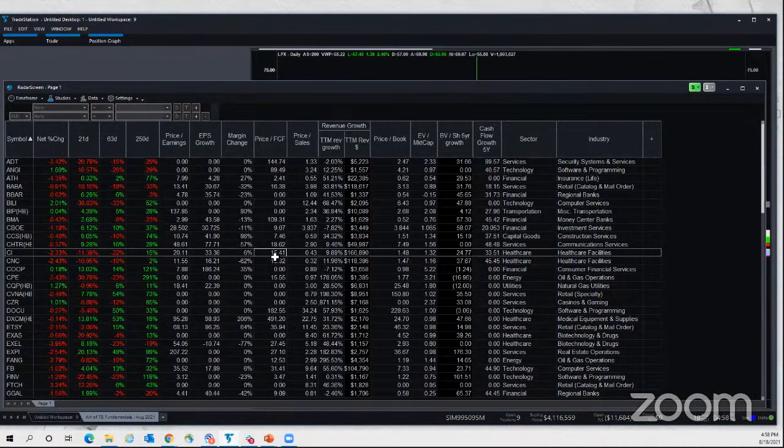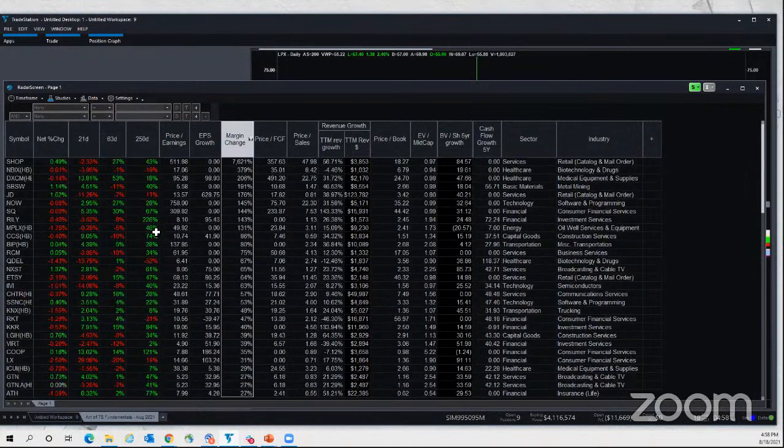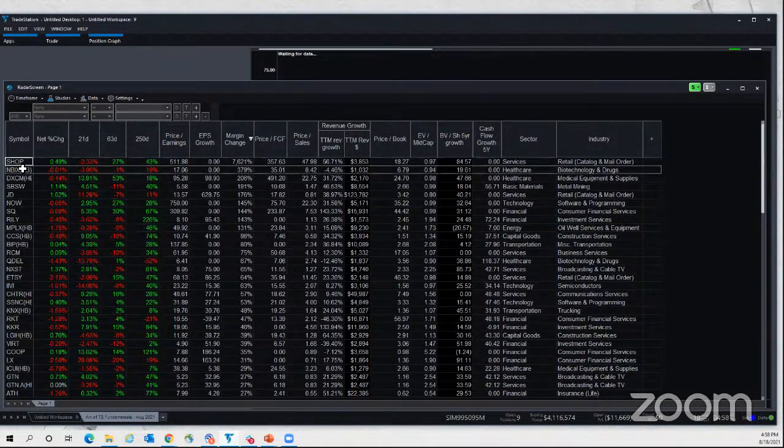To quickly show you how Easy Language works, I created, for example, this thing here called margin change. What this does is look at a company's profit margins a year ago versus the most recent year compared to the previous year. Then it shows if it's getting better or worse. And from this, you can see that Shopify had the biggest earnings improvement.